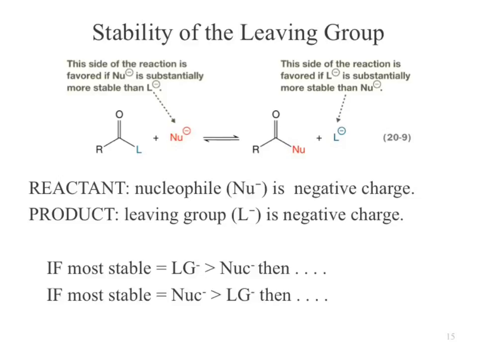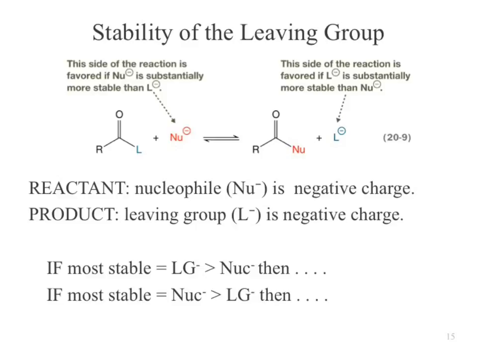Our overall idea, we've already talked about this a whole bunch. This slide summarizes it nicely. Your reactant, your nucleophile, is negative. That is your most reactive species. In your product, your leaving group is negative. That is your most reactive species. The relationship between those two is going to determine the extent of the reaction. Does it occur? Does it not occur?